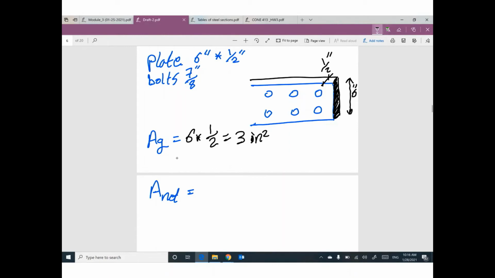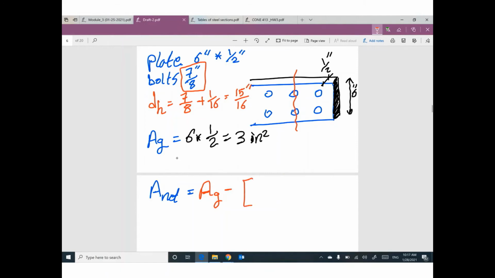If you would like to consider the holes, we can expect failure through this cross section, for example. So I need to subtract area gross minus what? First, the diameter of the bolt is 7/8. Can you tell me the diameter of the hole? It equals the diameter of the bolt plus 1/16. So the diameter of the hole is 7/8 plus 1/16, equal to 15/16 inch.